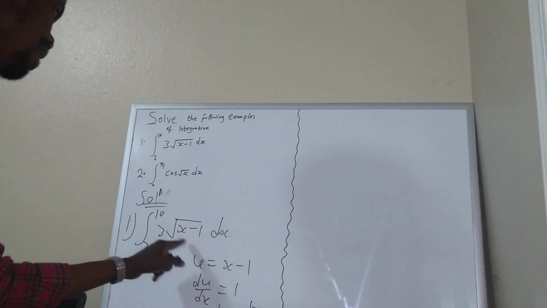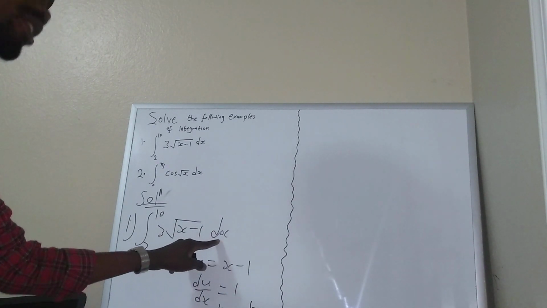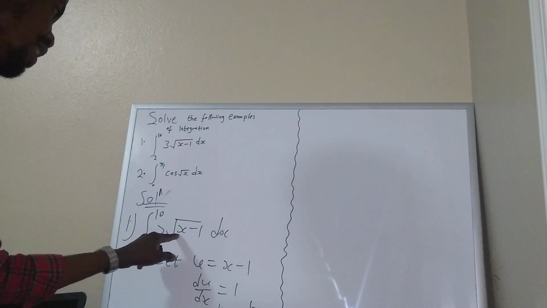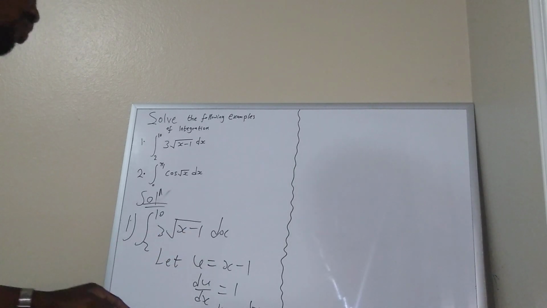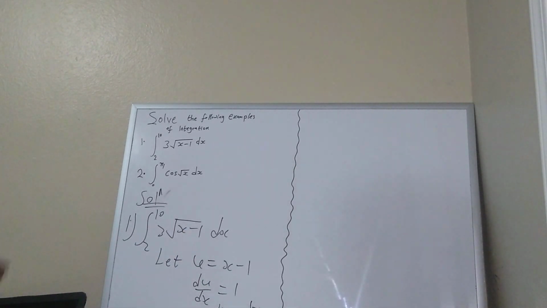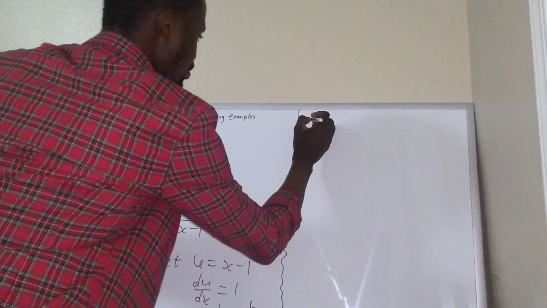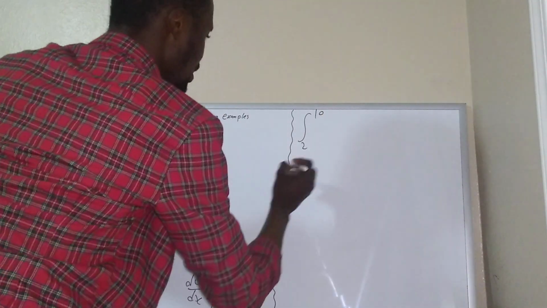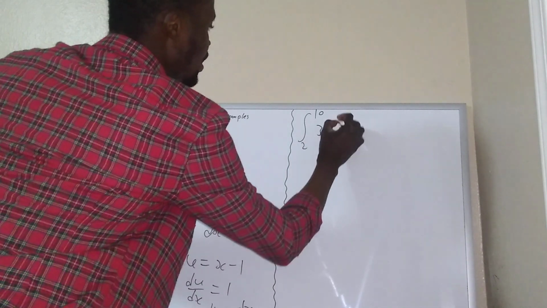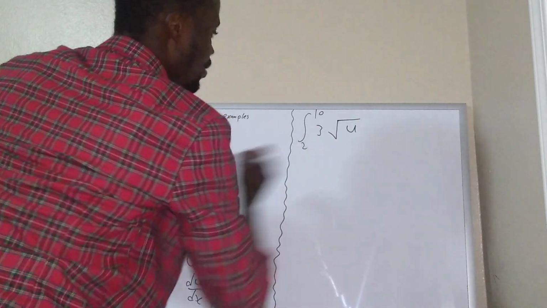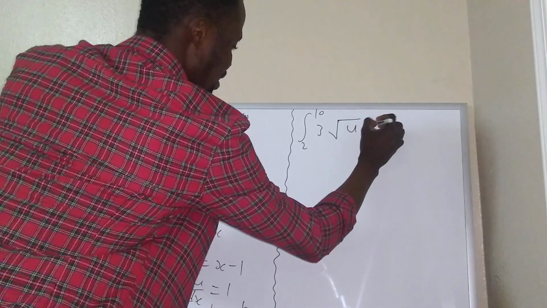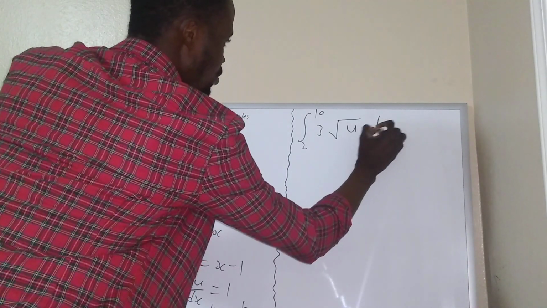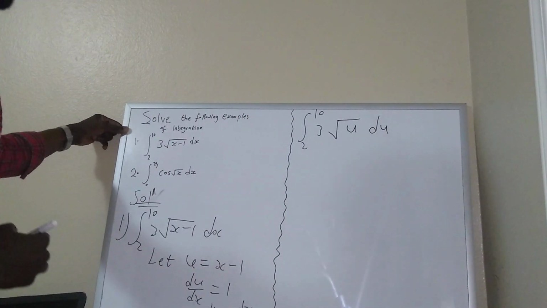So we come back to the formula, then we put in what? du here. And what is our x minus 1, which is what? u. Then we put it inside. So we are going to get what? Integral from 2 to 10, we have 3, then our u. Then our dx is equal to du, which is this. Okay.